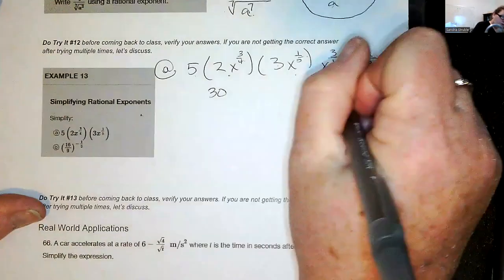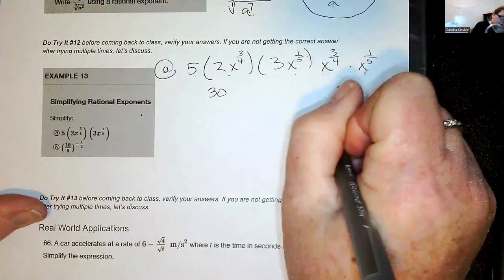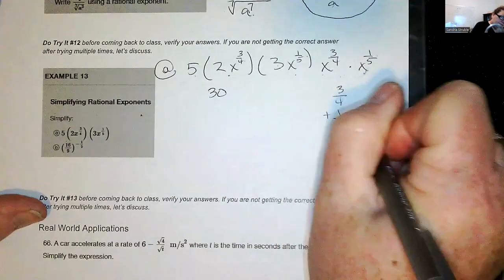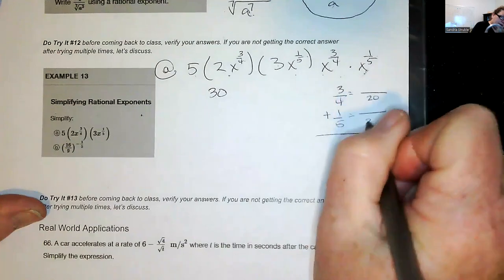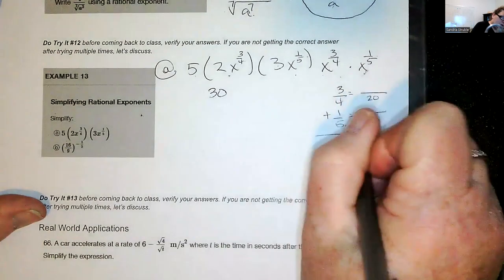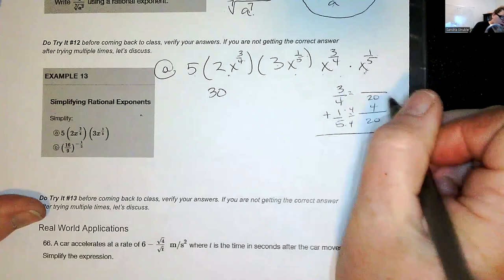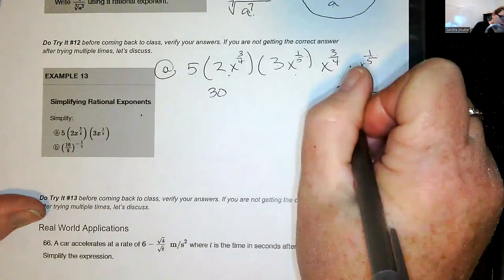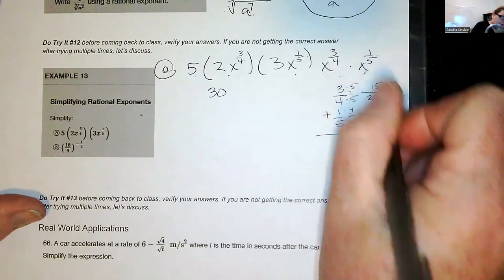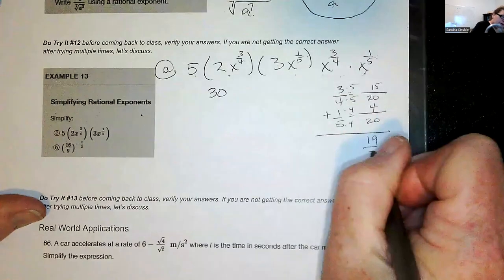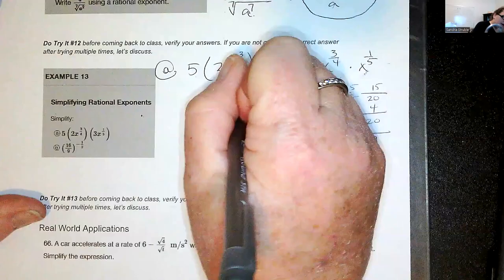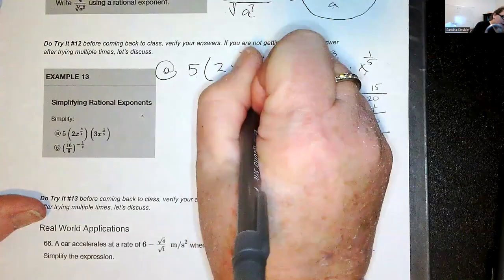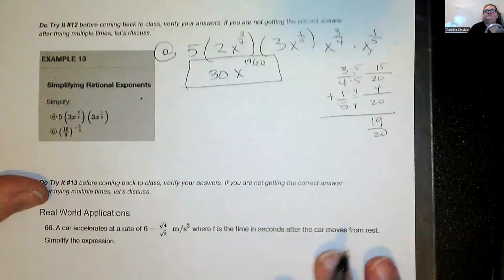So I'm going to do old school. 3/4 plus 1/5. And it looks like 20 is going to be our denominator. 5 times 4 is 20. 1 times 4 is 4. 4 times 5 is 20. 3 times 5 is 15. Add the numerators, 19 over 20. So once we do that, we've added our exponents. We've got x to the 19 over 20. And that's our answer on that one.